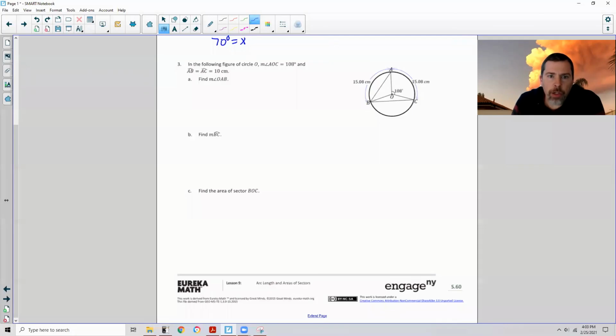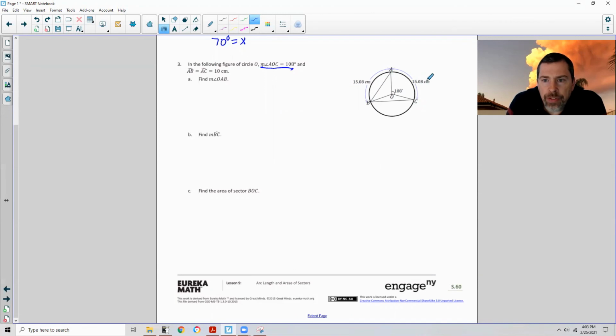All right, number 3. In the following figure of circle O, the measure of angle AOC is 108 degrees. That's a given. That's our central angle of arc AC. And the measure of arc AB equals the measure of arc AC, which is 10 centimeters. Okay, actually I shouldn't say the measure. The length of arc AB equals the length of arc AC, which is 10 centimeters. So arc AB equals AC equals 10 centimeters.